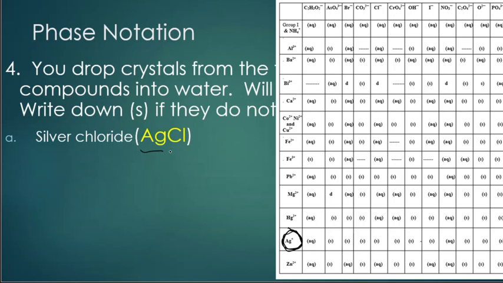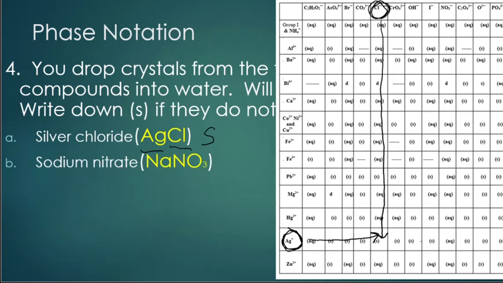Now, let's find chloride. There it is. All right, so let's move over until they intersect. And what does it say? S. So the answer is S for solid. All right.